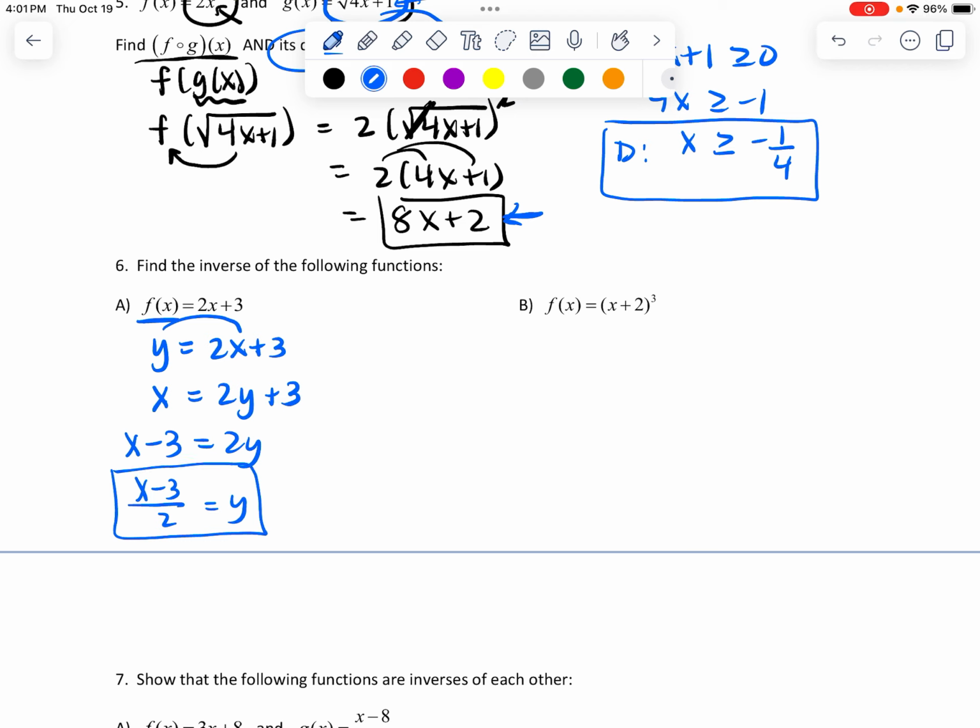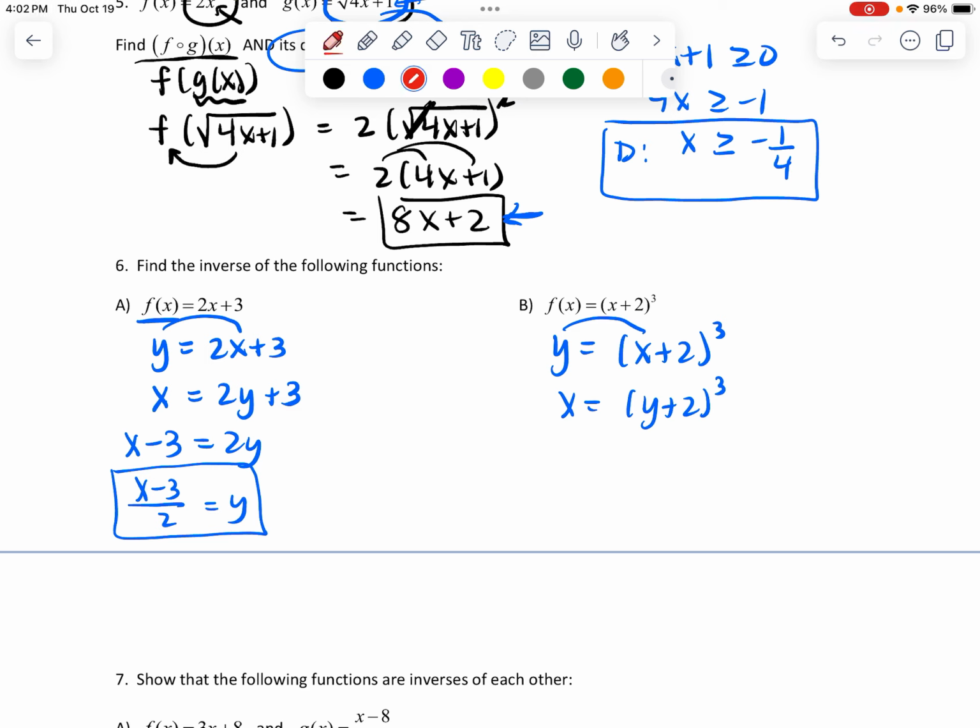Okay, same thing for part B. F of x equals y. So I have y equals (x plus 2) cubed. I'm going to switch my x's and y's, which is going to give me x equals (y plus 2) cubed. And then you guys, look, you don't want to multiply that out. That would be a nightmare.